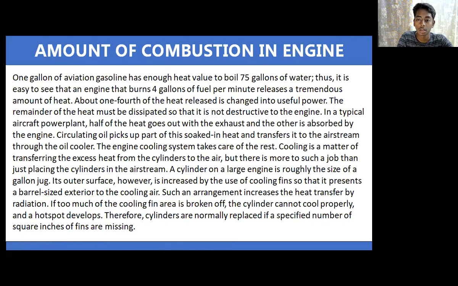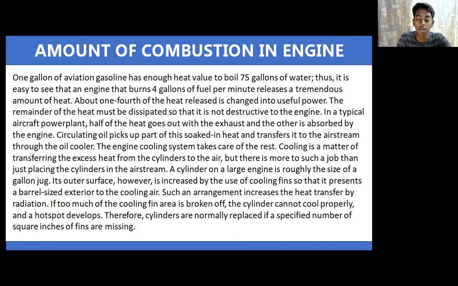Amount of combustion in engine. 1 gallon of aviation gasoline has enough heat value to boil 75 gallons of water. Thus, it is easy to see that an engine that burns 4 gallons of fuel per minute releases a tremendous amount of heat. About 1/4 of the heat released is changed into useful power. The remainder of the heat must be dissipated so that it is not destructive to the engine.